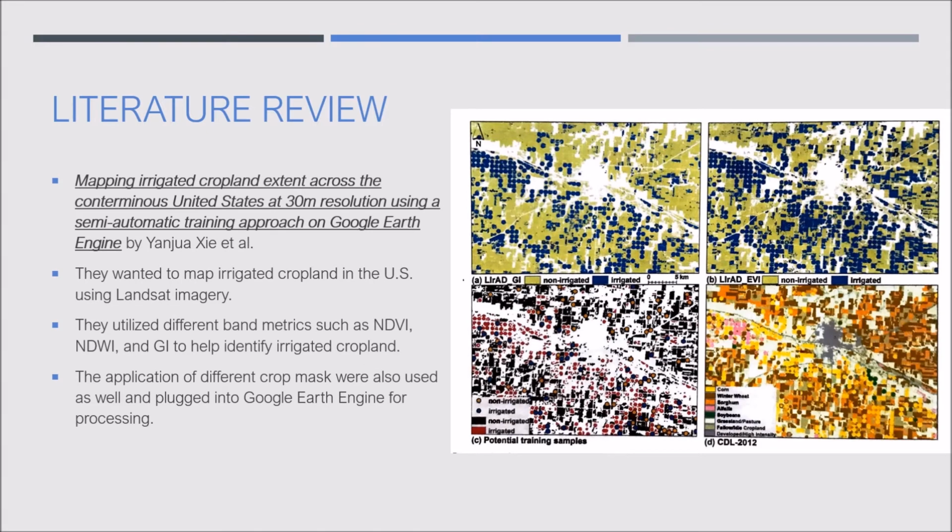The second article that provided direction and inspiration was a study done by the University of Wisconsin. They wanted to map irrigated croplands in the U.S. and utilize different band matrix, such as NDVI, NDWI, and GI, the green index, to help with the identification.